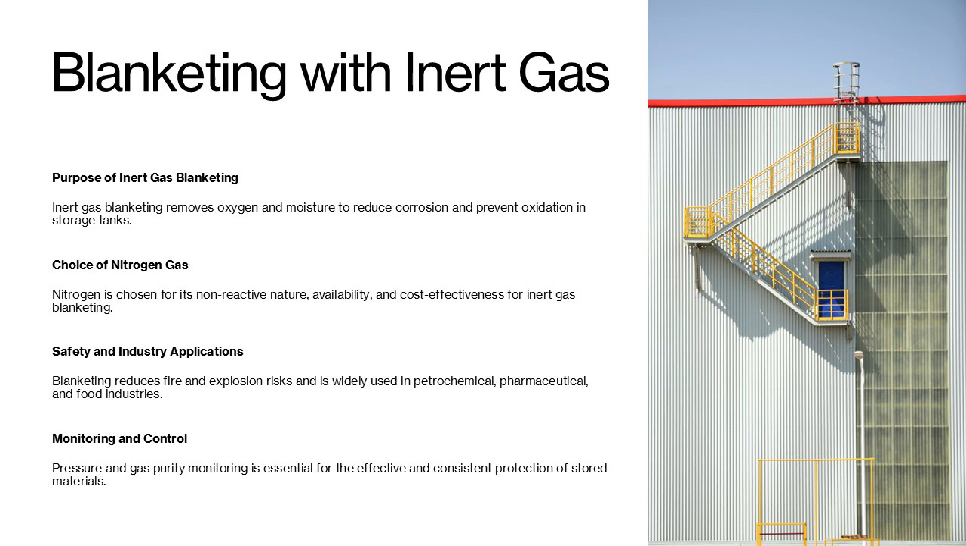In addition to preventing corrosion, inert gas blanketing minimizes the risk of fire and explosion by reducing oxygen concentration below flammable limits. Industries such as petrochemical, pharmaceutical, and food processing frequently employ this method to safeguard product quality and equipment integrity. Proper implementation requires monitoring pressure and gas purity to ensure consistent protection.